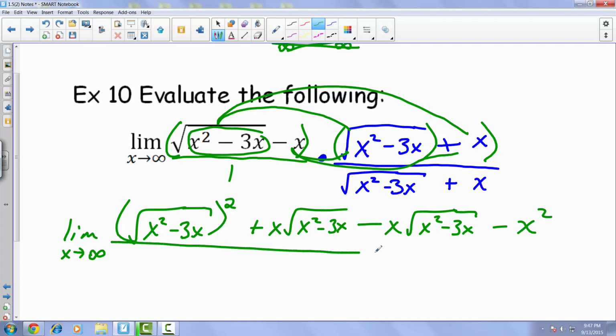On the bottom, we're going to leave it alone. So really we have 1 times this piece, the square root of x squared minus 3x plus x. A lot of times there are other items in here, but typically we want to leave it undistributed on the bottom. So we end up with still the square root of x squared minus 3x plus x.